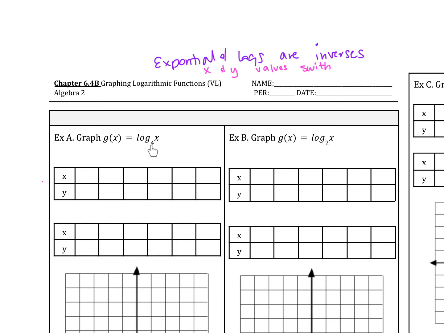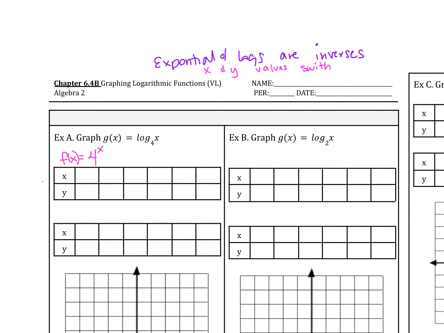So in order to graph logarithms, we're first going to graph the inverse, our exponential function. Then we're going to switch the roles of x and y, which is why there are two tables here. First we have y = log base 4 of x, and the inverse of that is 4 to the x. So let's graph that, 4 to the x.